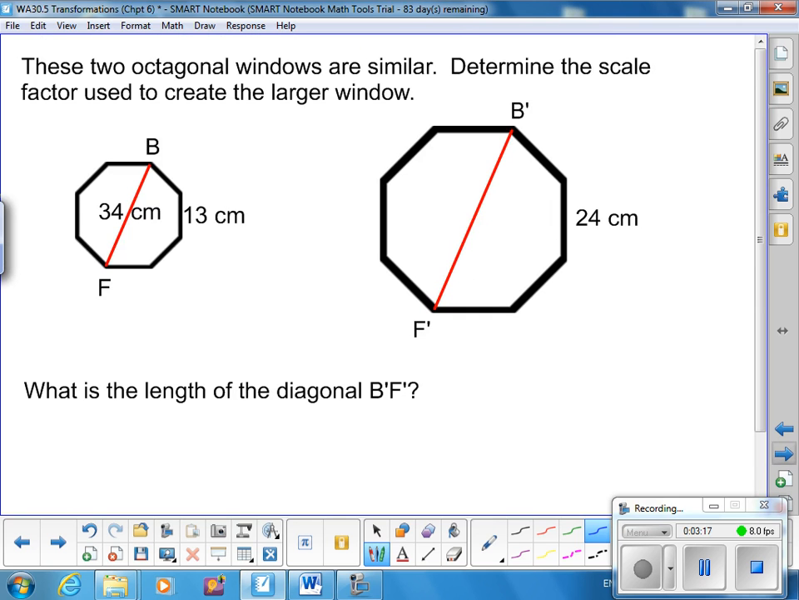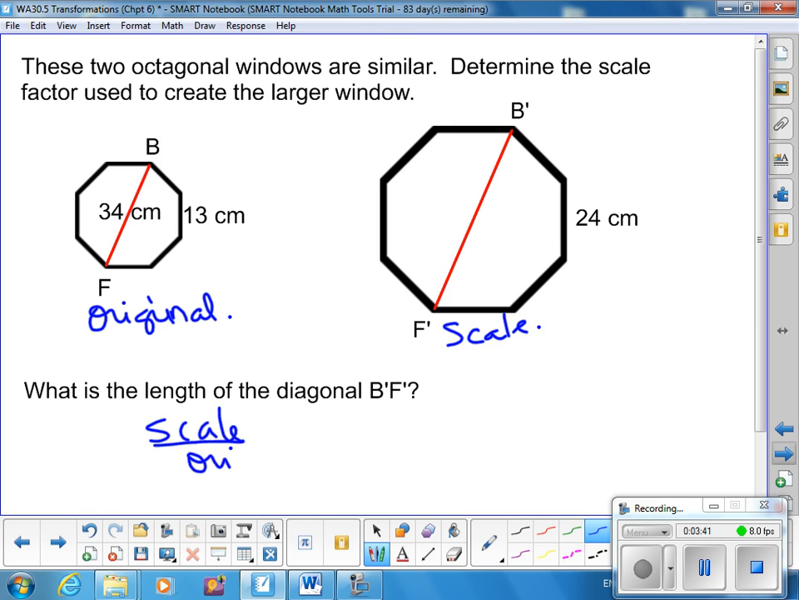The 2 octagonal windows are similar. Determine the scale factor used to create the larger window. So we take the scale. So this one is the original because it says we are creating the larger window. So this is the scale. So we take the scale, it's always on the top, over the original on the bottom. 24 over 13 is approximately 1.85.